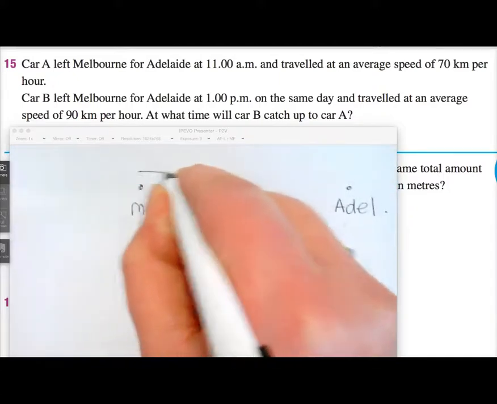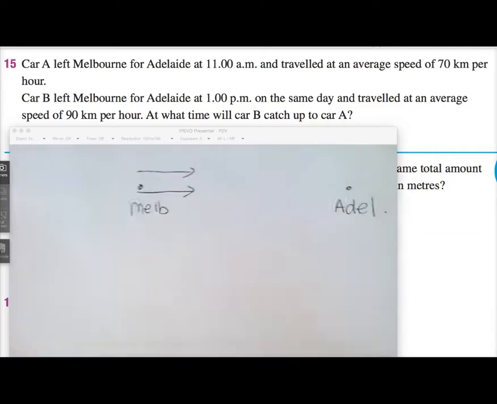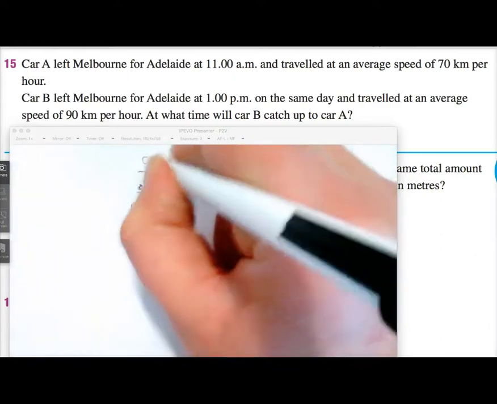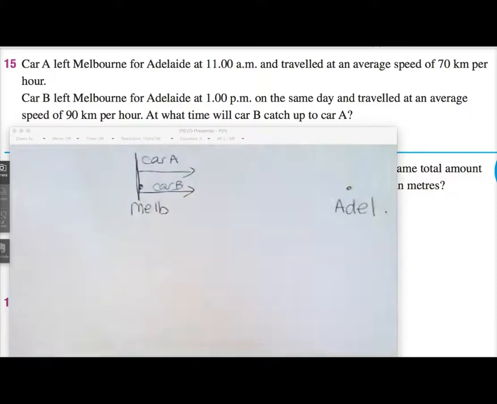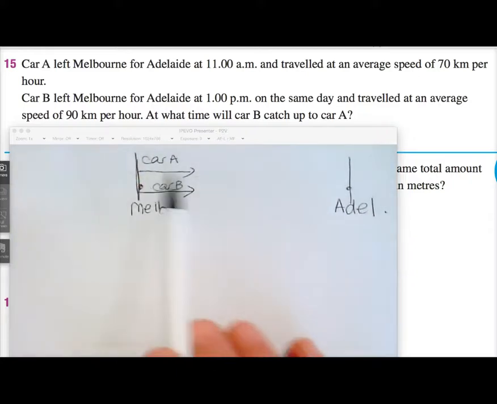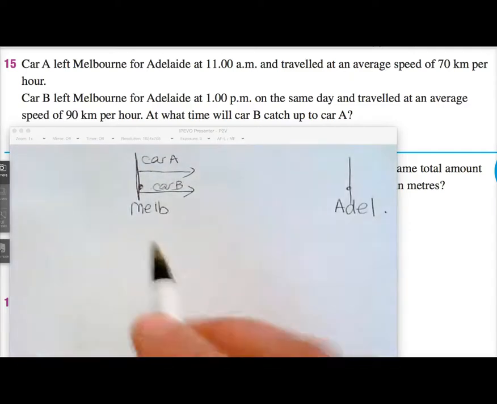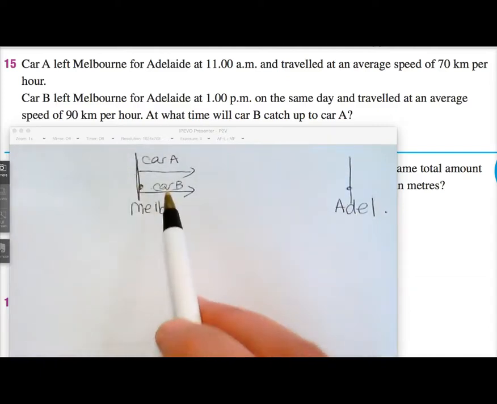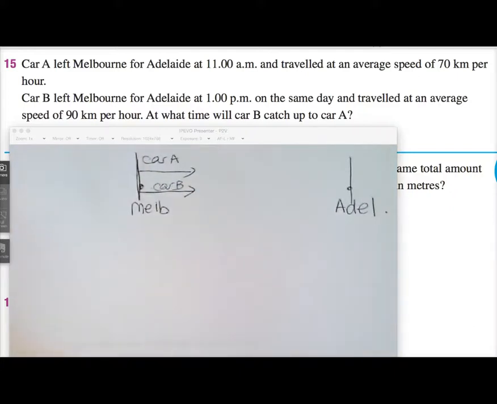And they're both going, one car's going before the other. And so we've got car A and car B. So they're both leaving from Melbourne and they're both travelling to Adelaide. Car A leaves at 11 and travels at a speed of 70 kilometres an hour. And car B leaves at 1 and travels faster at 90 kilometres an hour. We're expecting that at some stage car B will catch up to car A.